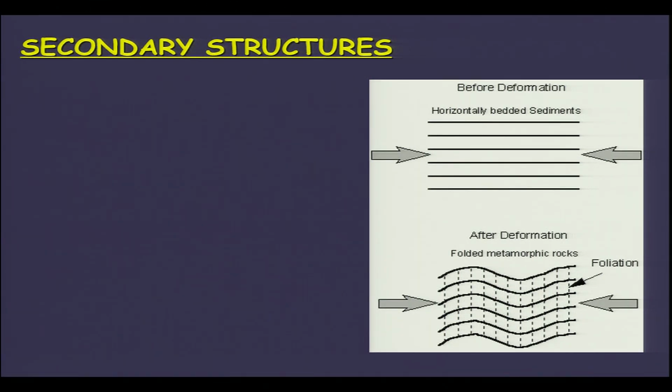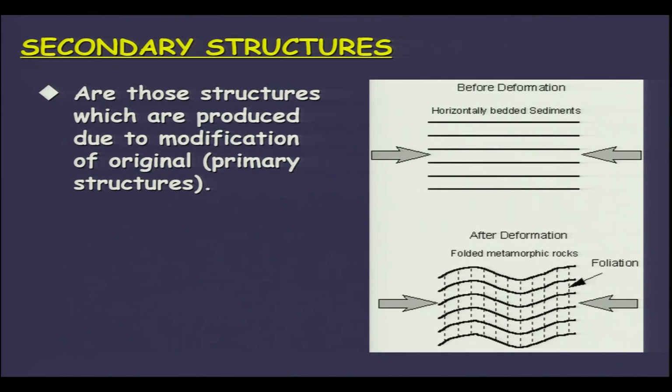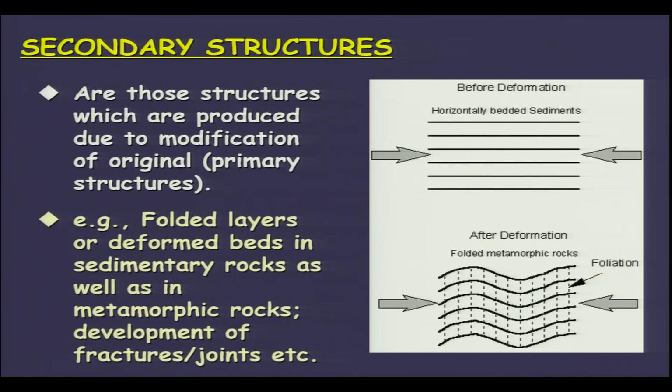So, the secondary features, as we discussed in the previous one: the primary features are formed at the time of deposition, but the secondary features are formed after the deposition, when the sediments are subjected to tectonic forces. If we take the definition in a broader sense, the secondary structures are those structures which are produced due to modification of the original primary features or structures. Examples we will see on the surface as well as within the sediment or rock succession are folded layers or deformed beds in sedimentary rocks as well as in metamorphic rocks, and the development of fractures and joints. And if we see fractures with displacement, then we term those structures as faults.